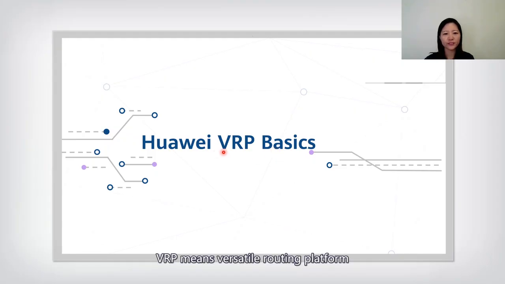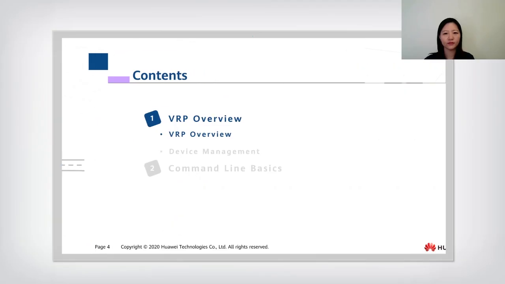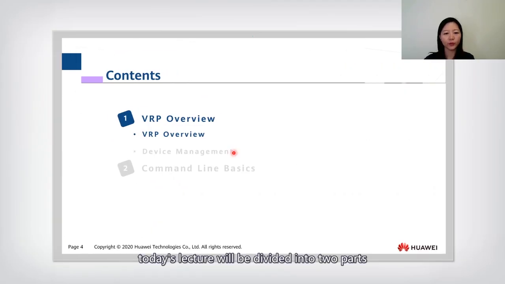VRP means Versatile Routing Platform. It is a versatile platform to manage routers and other devices. Today's lecture will be divided into two parts. The first part is the VRP overview. We will learn the overview of VRP and how to manage devices. The second part is command line basics. We will introduce some basics for the command line.